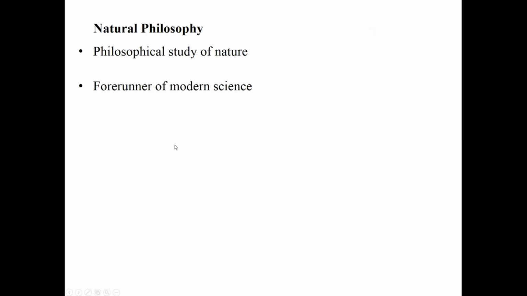Natural philosophy was the forerunner of modern science. It was, as its name suggests, just a philosophical study of nature. There was no experimentation that took place. It was all folks sitting around arguing, discussing what they thought, how nature operated. And whoever came up with the best sounding ideas were given the right to claim that that was the way nature operated.